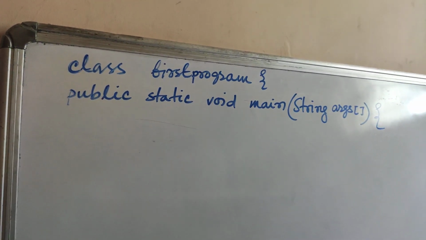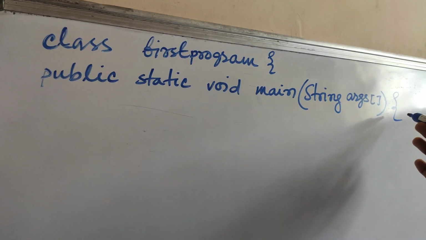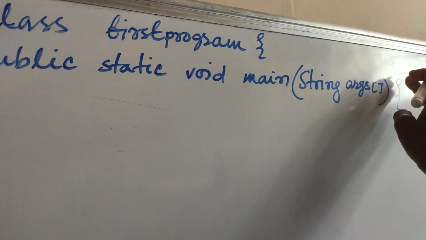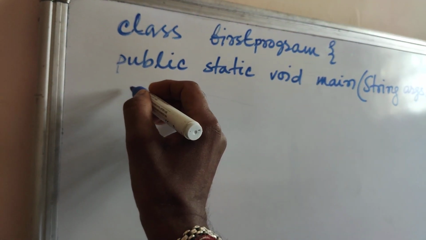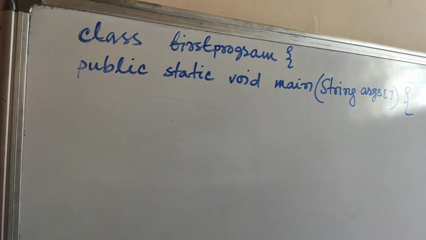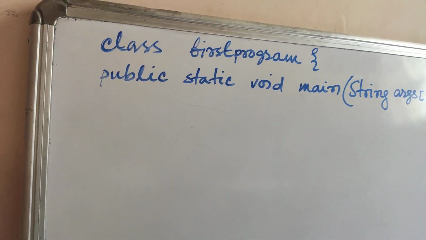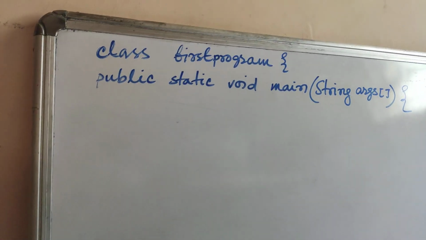Second is the function's name. After the function's name, we have to give braces. If we want to put it here, we can put it here also. Anywhere you can place it, but after writing the function's name.